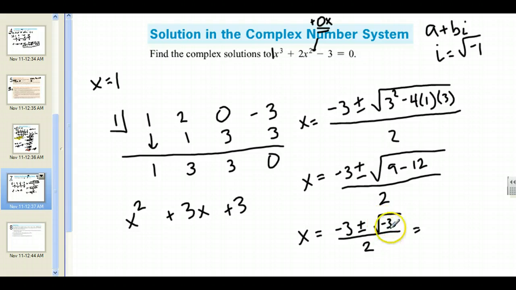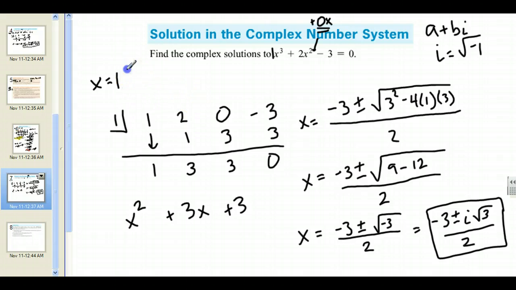Alright, now because we can't simplify that down anymore, the square root of 3 is not a perfect square, and there is no perfect square factors. The only thing we can do is just use this fact, that i is equal to the square root of negative 1. So I'm going to put an i out in front of this: negative 3 plus and minus i times the square root of 3 over 2. Right, and then there's our other two solutions.